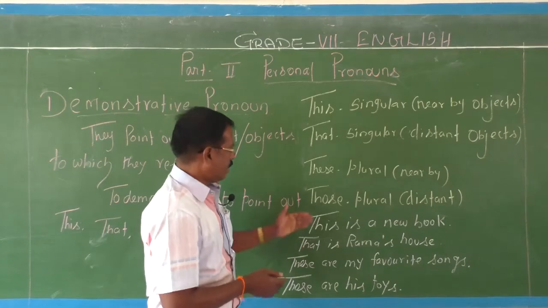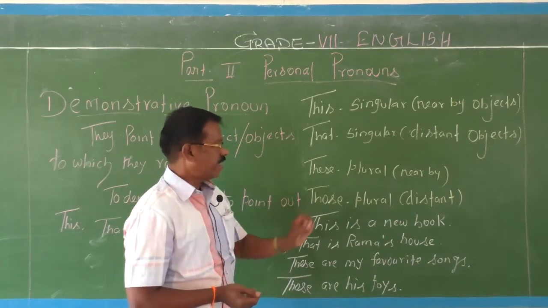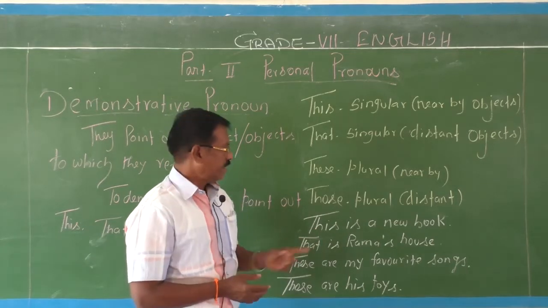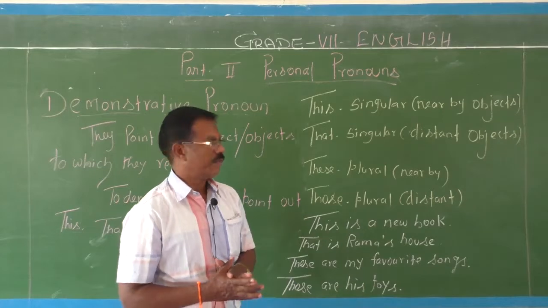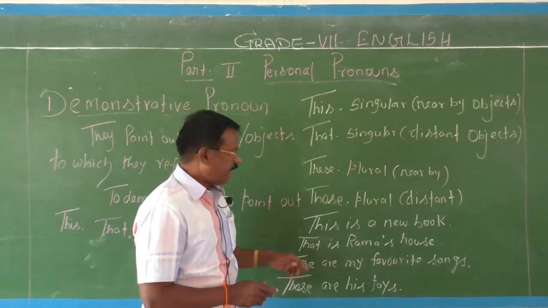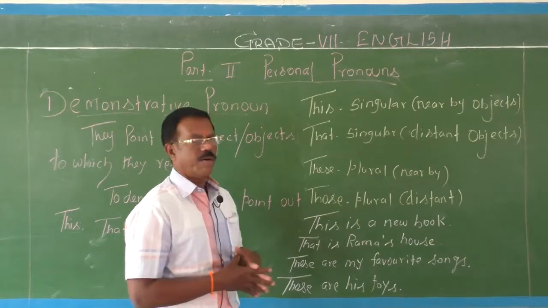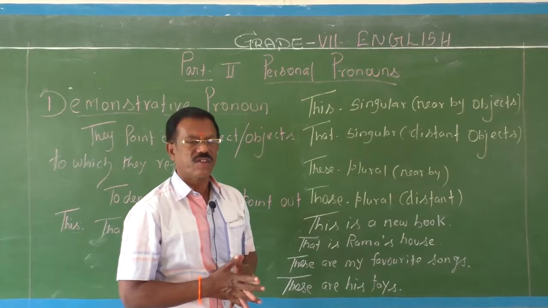Okay, fine. Let's go through the examples, then you can understand well. This is a new book. This is a demonstrative pronoun. It refers to a singular object which is very near to you. And then, that's Rama's house. That is a demonstrative pronoun. It refers to a singular object that is far away from you. That is a distant singular object.